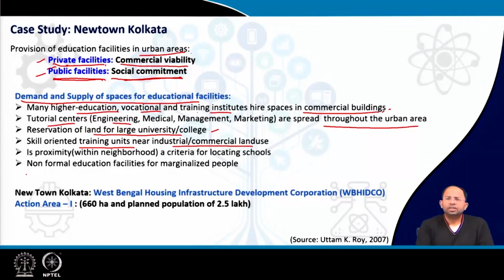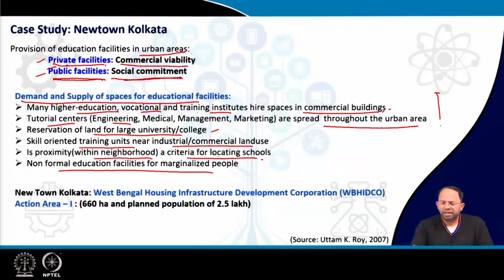Then the other thing that has to be considered is, should every neighborhood have a school, or can we say that, based on the ability of people to travel from one zone to another, based on availability of public transport, people may travel a larger distance to go to schools? So, is proximity within the neighborhood a criterion for locating schools? Of course, schools have to be in proximity, but does it need to be within the neighborhood, particularly in case of private facilities? Non-formal education facilities for marginalized people also need to be provided.